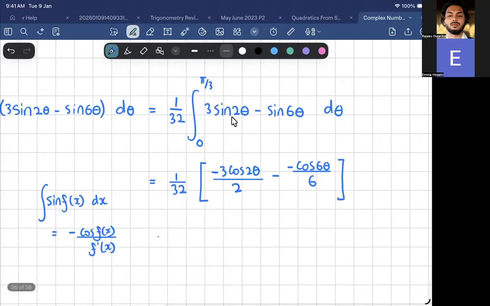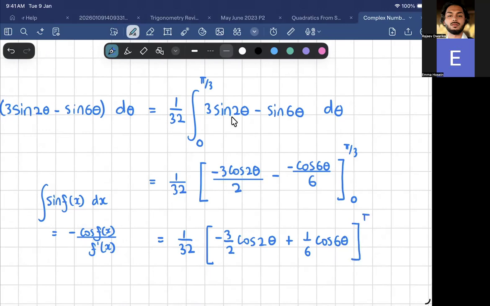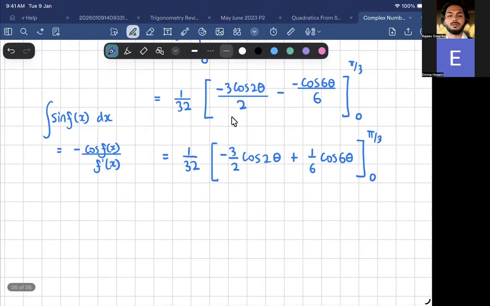And let's put the upper limits, the lower limits. So that's going to be minus 3 over 2 cos 2 theta plus 1 over 6 cos 6 theta. This feels so archaic. I had to go and plug this in now. And cosine of 0, 0.